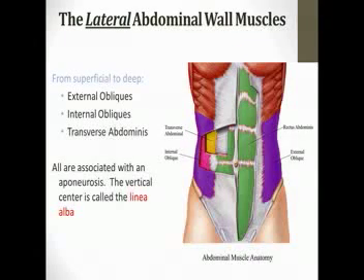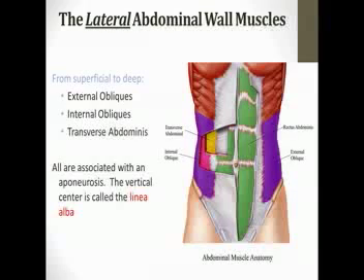You should be able to identify the lateral abdominal wall muscles in a picture similar to this, where you can see the purple, pink, and yellow color coding. From superficial to deep, you have the external obliques, located in purple, the internal obliques, which you find in pink, and the transversus abdominis, which is found in yellow. Know that all these muscles have opposing actions.